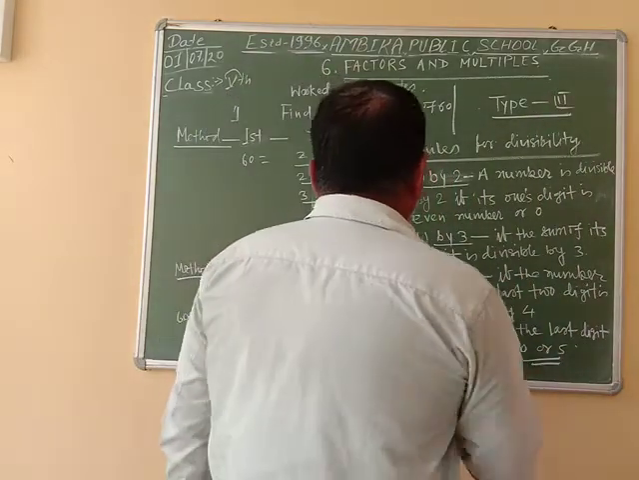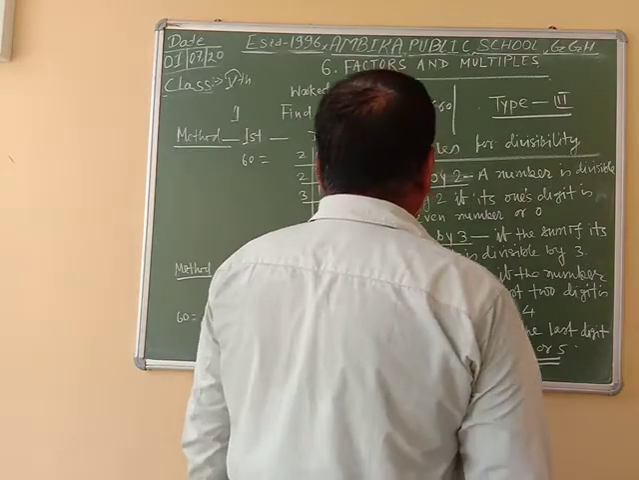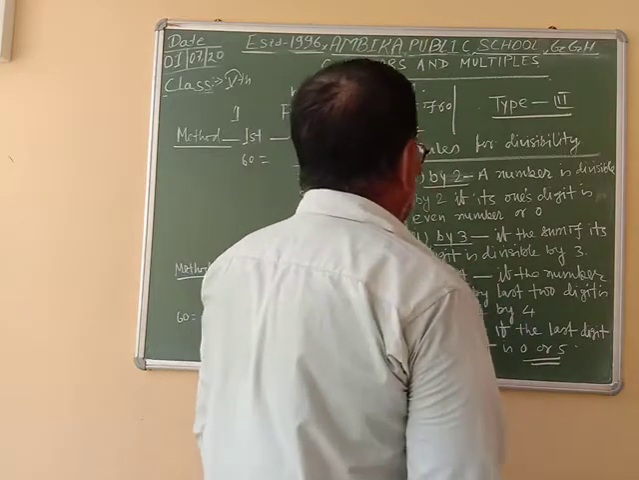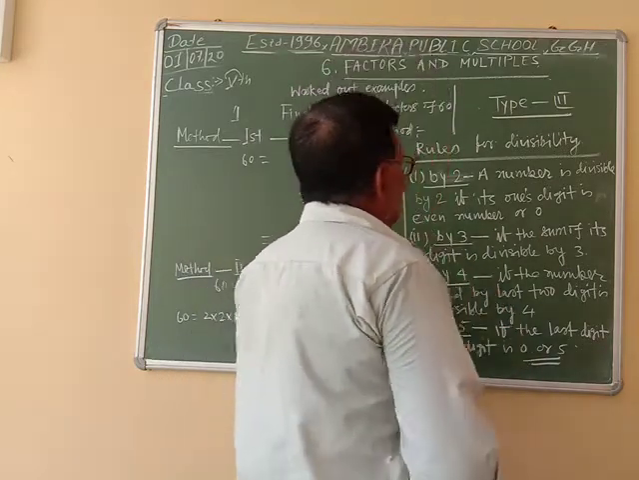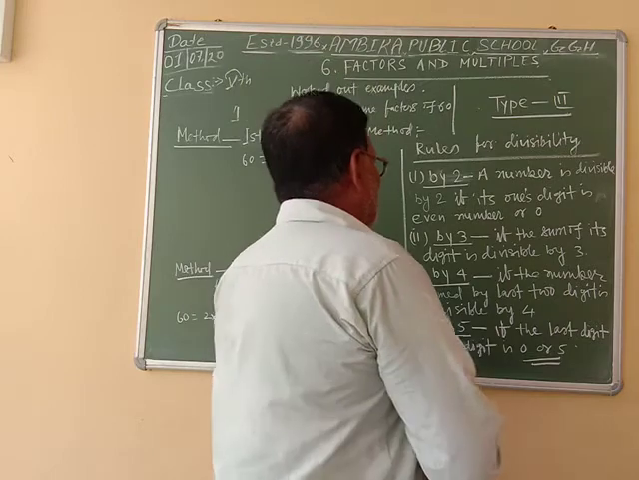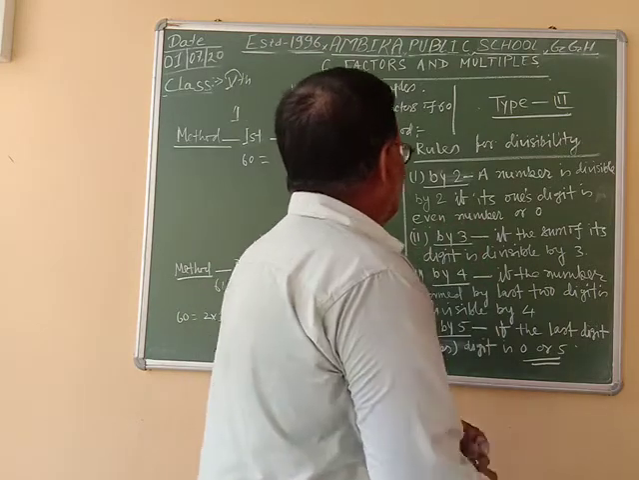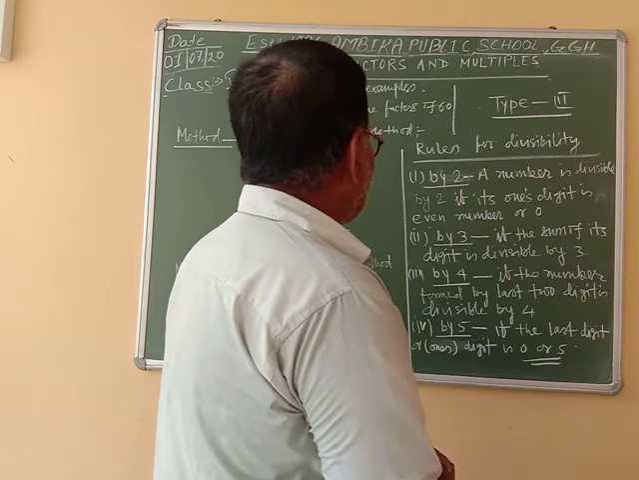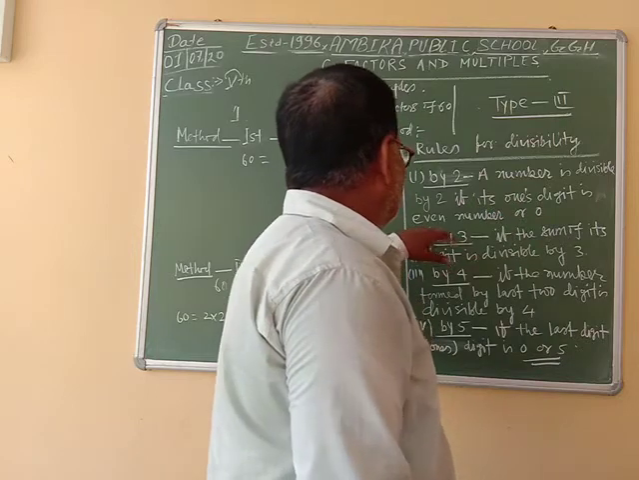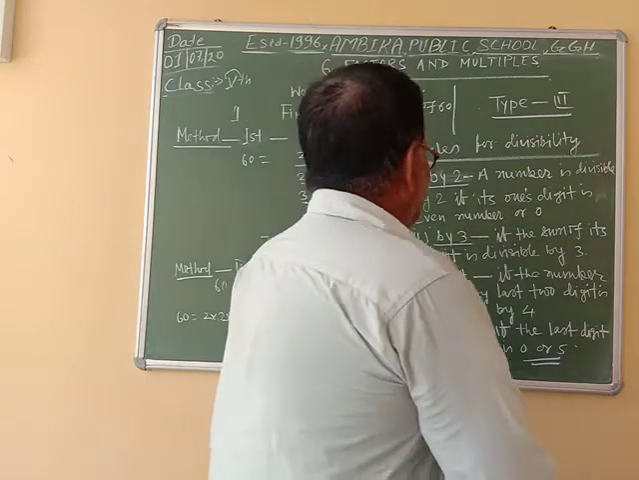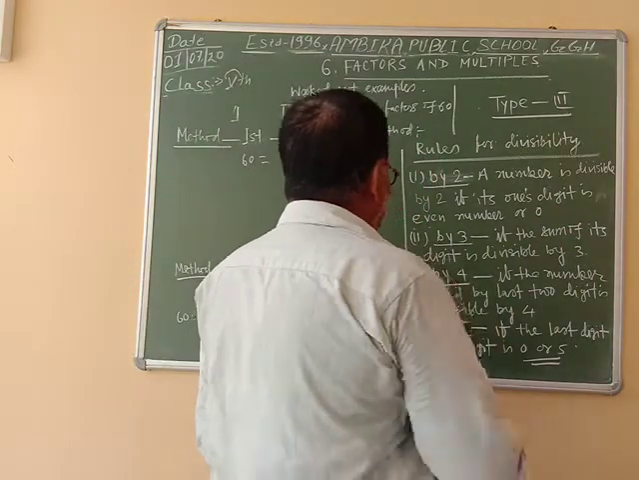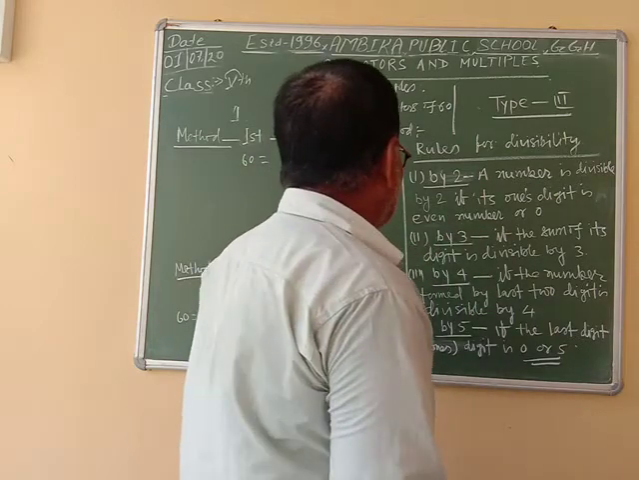So I have written four rules for divisibility. The first rule says that a number is divisible by 2 if its ones digit is 0 or an even number. Then the whole number is divisible by 2.